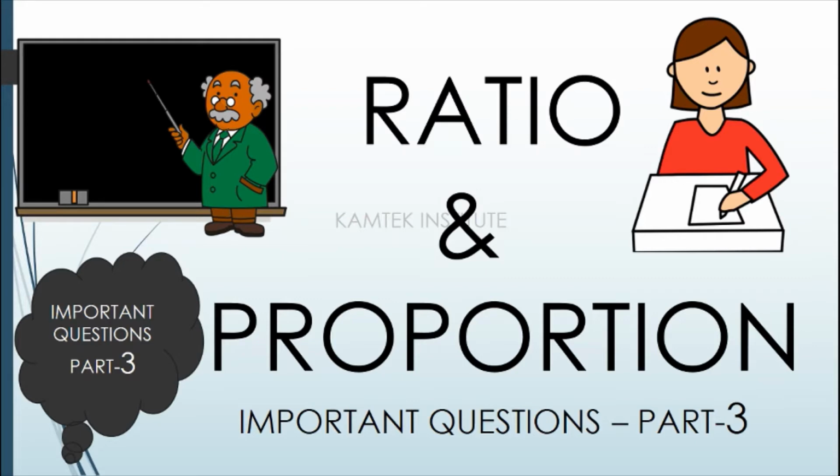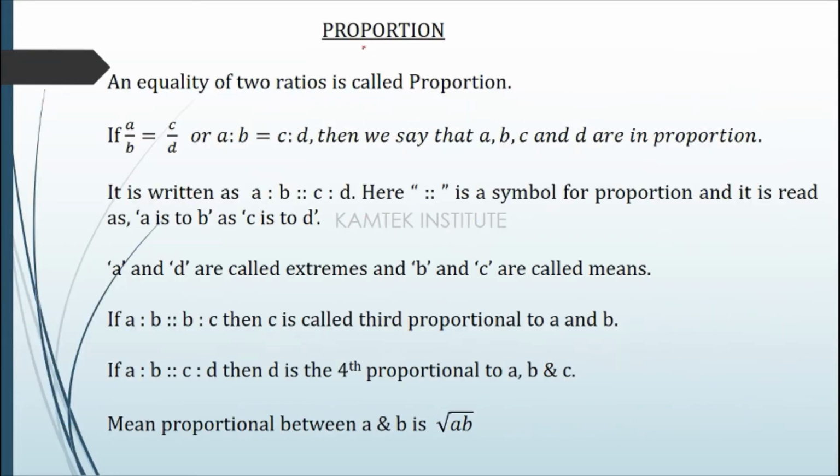Today in this video we'll discuss some more variety of questions in part 3. So here we start. Before proceeding further, let us refresh ourselves with the term proportion. As we all know, an equality of two ratios is called proportion. If A upon B is equal to C upon D, or A ratio B is equal to C ratio D, then we say that A, B, C and D are in proportion. It is written as A is to B as C is to D.